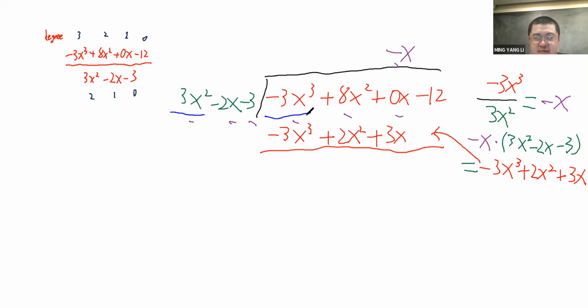The negative 3x cubed minus negative 3x cubed, this is 0. Then 8x squared minus 2x squared give us 6x squared. Then plus 0x minus 3x, 0 minus 3 is negative 3. And that's it. That's the end of the first step.